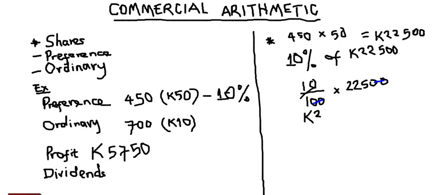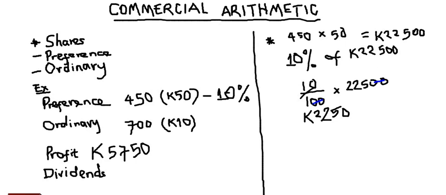So what this means is that whenever the company makes a profit, 2,250 must be reserved for the preference shares. That is 10% of the contribution of the preferential shareholders. So the 10% of their contribution must always be retained in the declared profit.